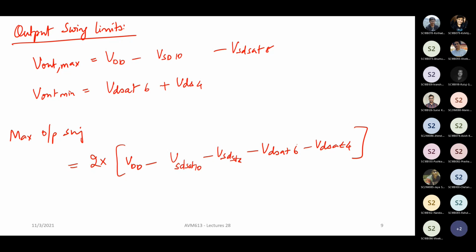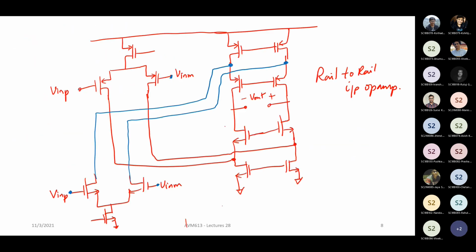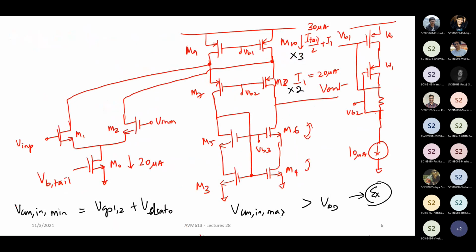Now we have looked at the dominant poles and the non-dominant poles and so on. Let us look at noise. In this particular circuit, can you tell me which transistors will contribute and which will not contribute to, let's say, output differential mode noise?